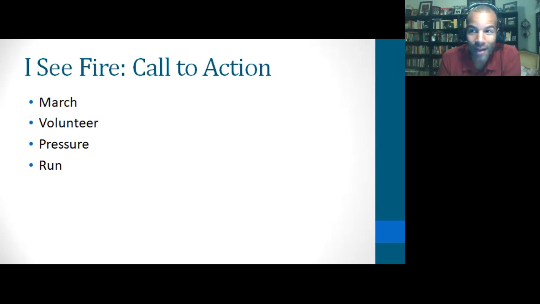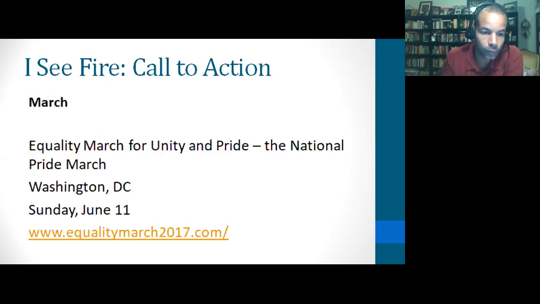It needed to have options. We had an audience of, I don't know, 1,000 people, so we needed to have a number of options so that people could make choices about what they were going to do. Here are the ones we proposed. We phrased them as march, volunteer, pressure, run.